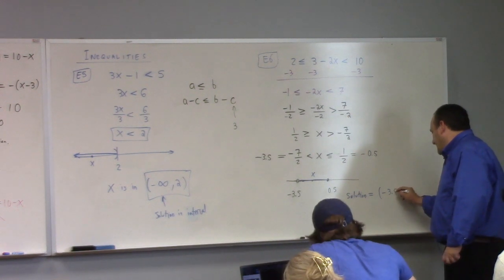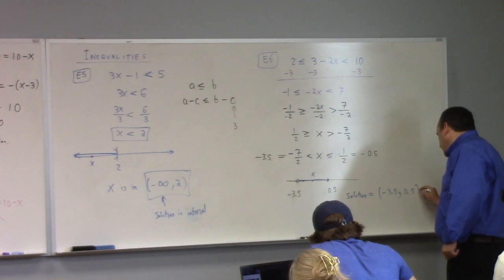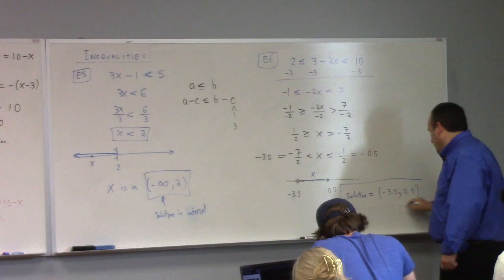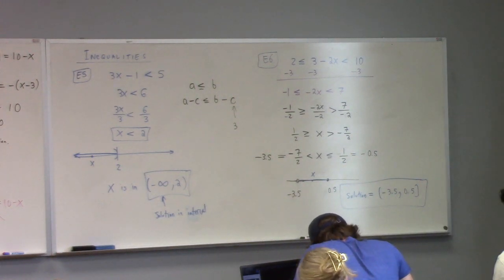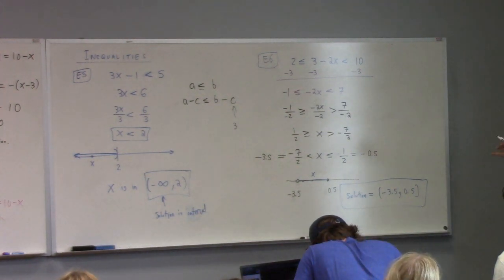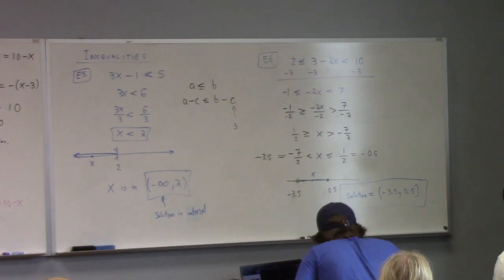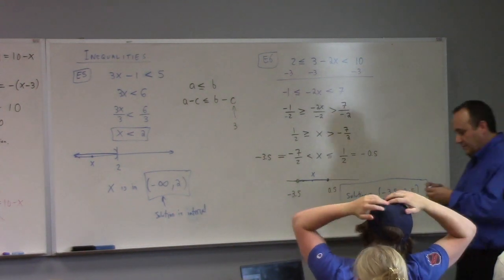So 3.5 not included to 0.5 included. This is the solution set in interval notation. All right? So when I ask you for interval notation, this is what I'm talking about. Now, sometimes the solution set's more interesting. It's not just one interval. It's like 2 separate intervals, and you have to use what's called a union of 2 intervals to get the solution set, right? We'll see that in an upcoming example.